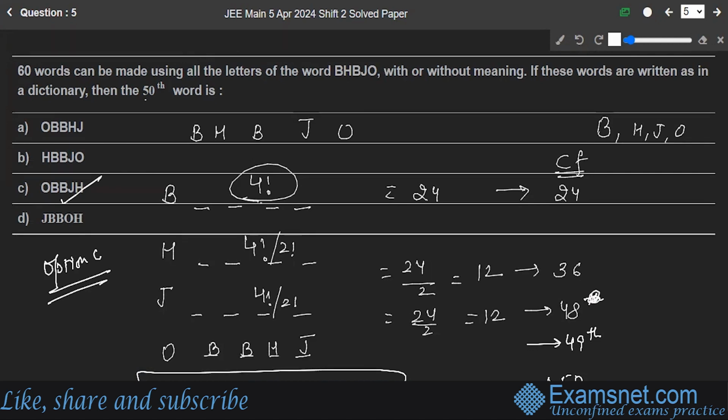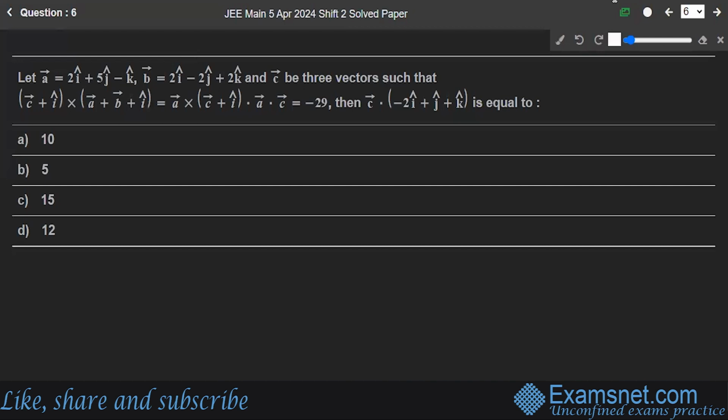Hope you got that. Let's move to the next question. Question number 6. Let A be this vector, B be this vector, and C be 3 vectors such that this is true. And here is a change. Here is if, so this is not a dot product with it. This line finishes over here. Next, if A dot C vector is equal to minus 29, then you have to find out the value of this expression. Okay, so let's write it down.